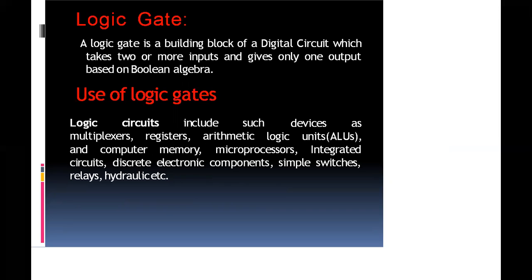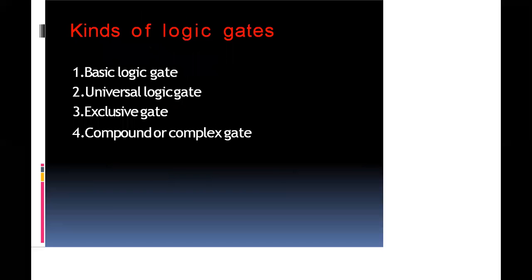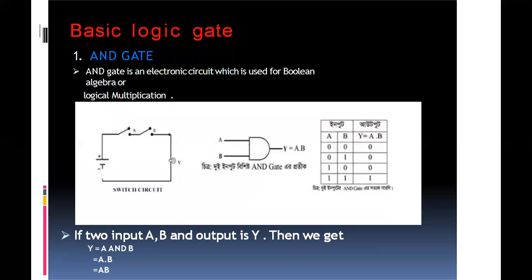Use of logic gates, that is such devices as multiplexer, register, arithmetic logic unit, and computer memory, microprocessor, integrated circuit, discrete electronic components, and simple switches, and relays, and hydraulic, etc. And there are four kinds of logic gate, that is basic logic gate, universal logic gate, exclusive gate, and compound or complex gate.